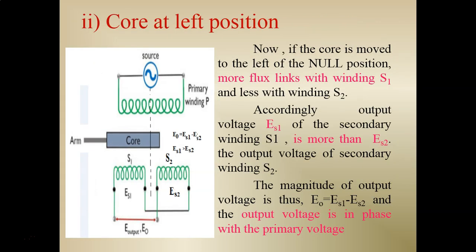Core at left position. If the core has moved to the left position, flux from the primary to the secondary winding 1 will be more than S2. That is, S1 flux will be more than S2 flux. Therefore, the output voltage ES1 will be greater than output voltage ES2. Therefore, the output voltage is in phase with the primary voltage.